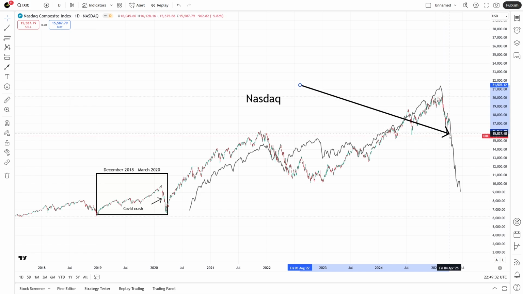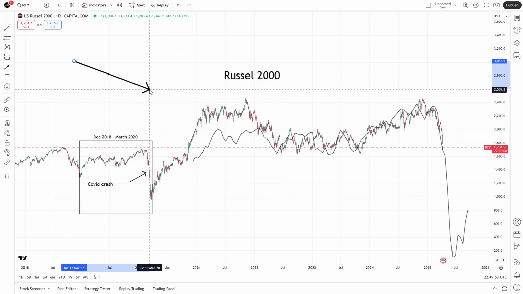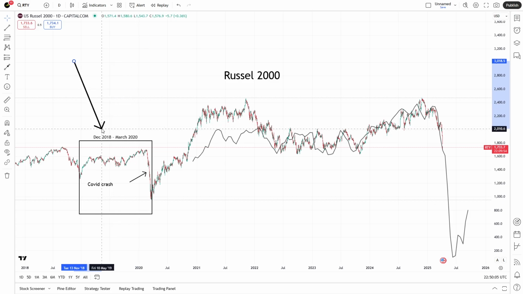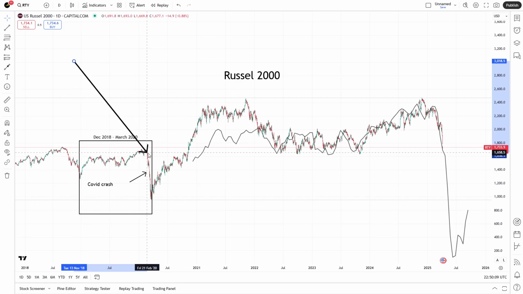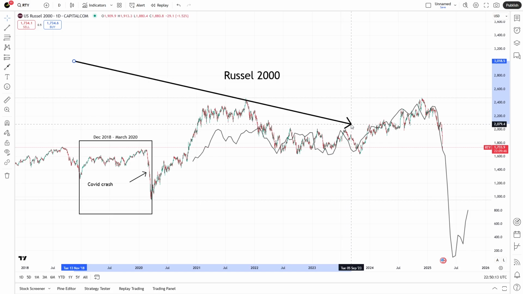If it's not, we're going to want to see a move up take place soon. All right, what I'd like to do next is look at the Russell 2000. So this is the Russell 2000 or the RTY, and once again, take the same date range, December 2018 to March 2020, copy the same structure, the decline, and this is what you get, folks.